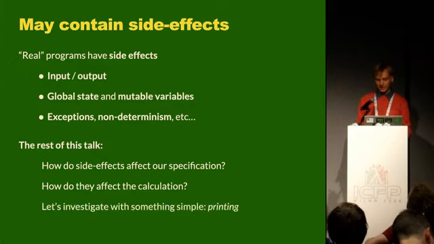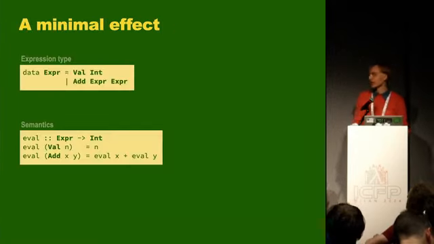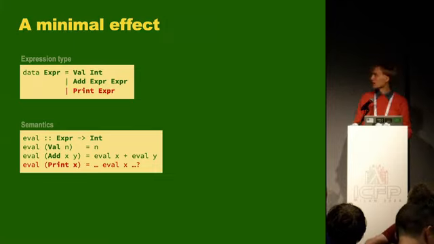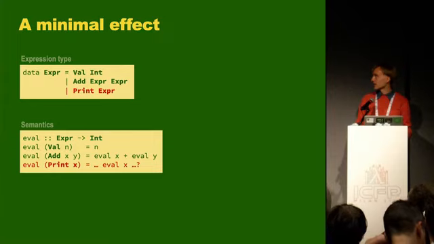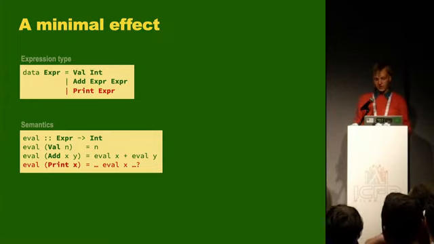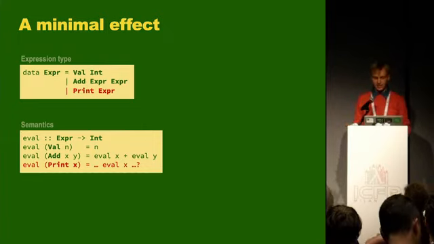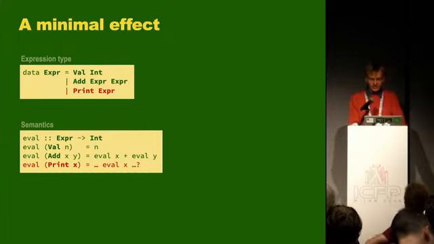So I'm going to investigate this with something simple, printing. Printing is probably the simplest effect we could get, other than the no-op effect, which would be a little bit boring. So let's come back to this minimal language we have, and I want to give it the capability to print something. Very simply, I'm just going to add this print constructor. The idea is that evaluating a term of print x, we want to evaluate x and then actually print the result of that. But since our semantics are just giving us an integer, we can't actually print anything.